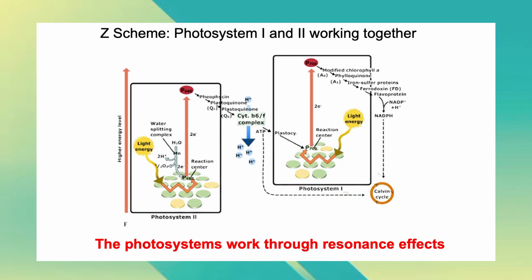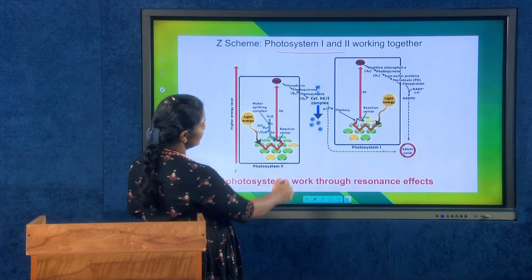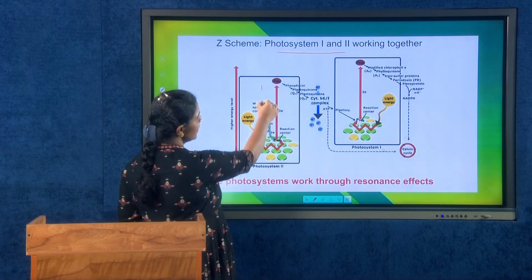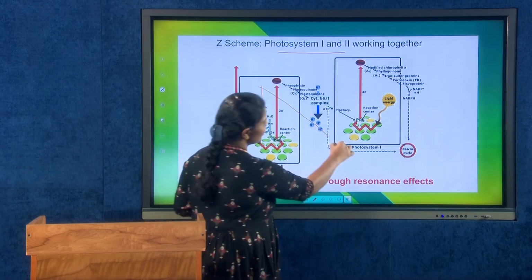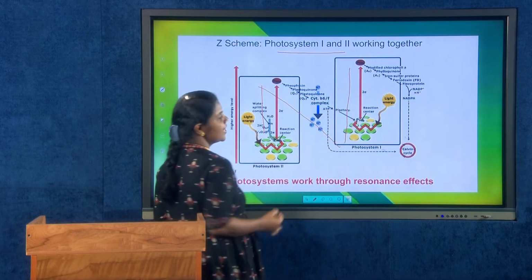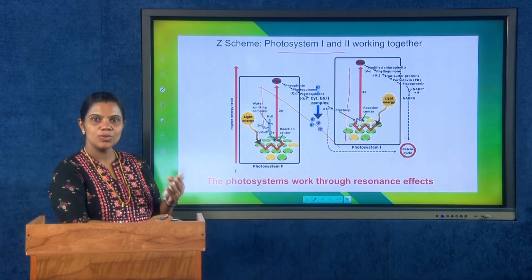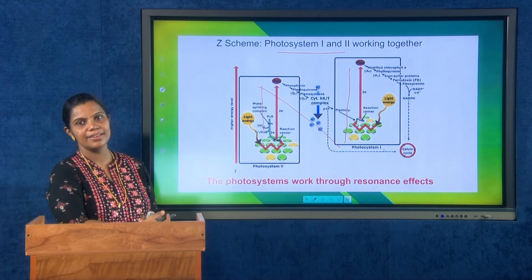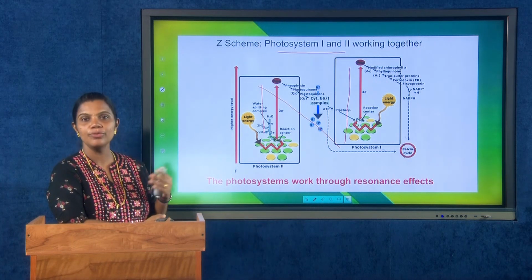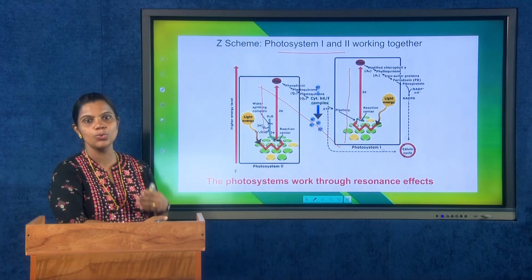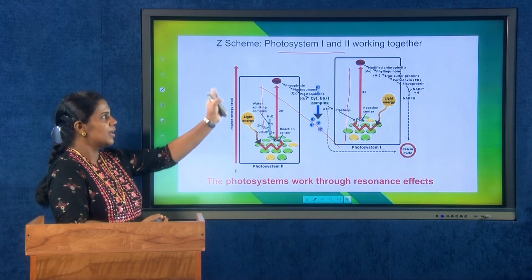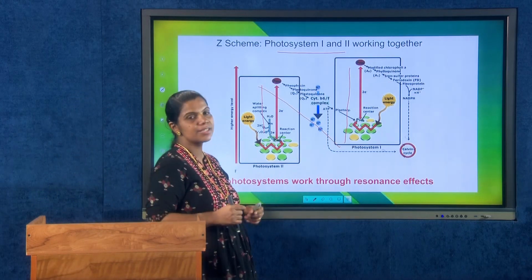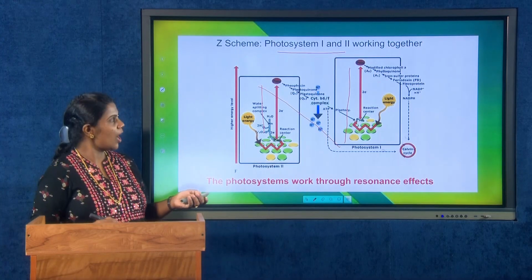This slide represents photosystem I and photosystem II working together. Here you can see it is called the Z mechanism because it looks like the letter Z. I already mentioned that both photosystems work together in a particular fashion which resembles the letter Z. So, how does it work?